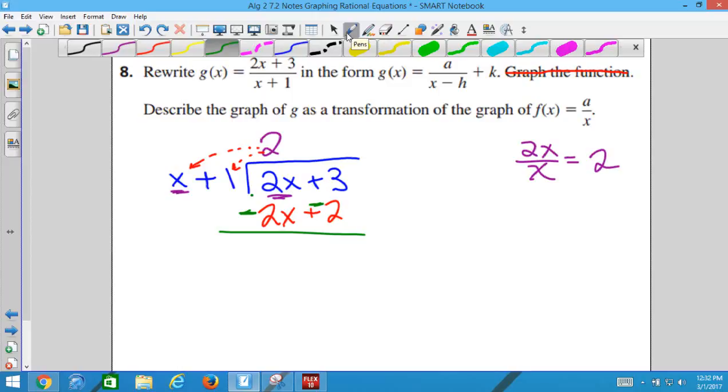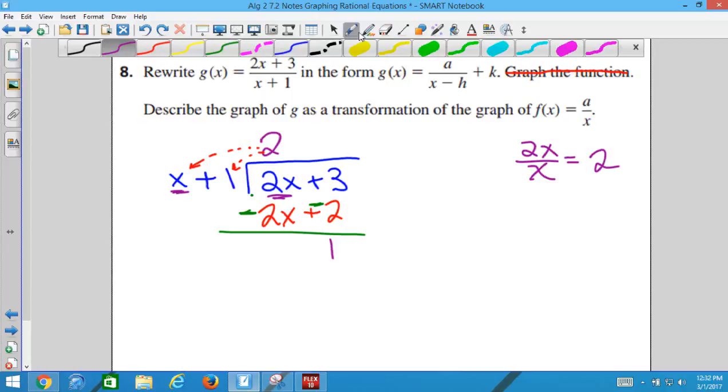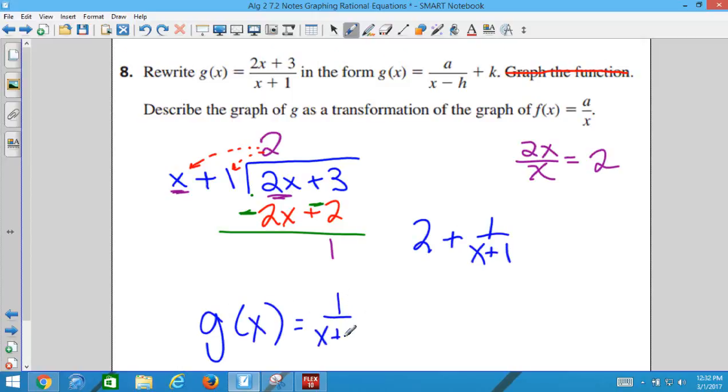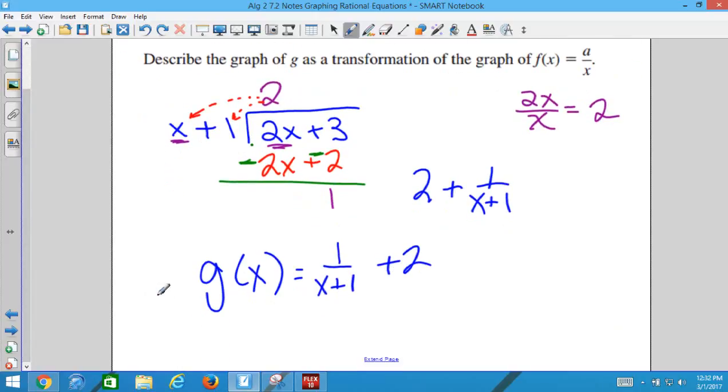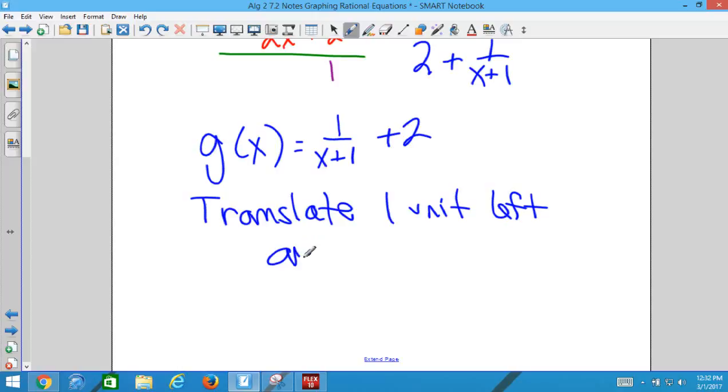And then I'm going to add those together, and we get a 1 for our remainder. So this is giving me 2 plus 1 over x plus 1. So g of x equals, and I'm going to reorder it, 1 over x plus 1 plus 2. And we're going to write our transformation. Translate 1 unit left and 2 units up.